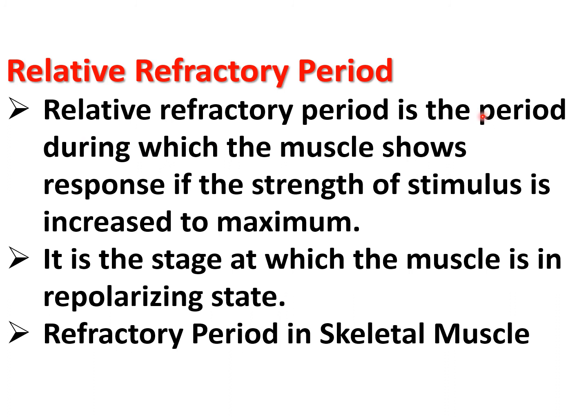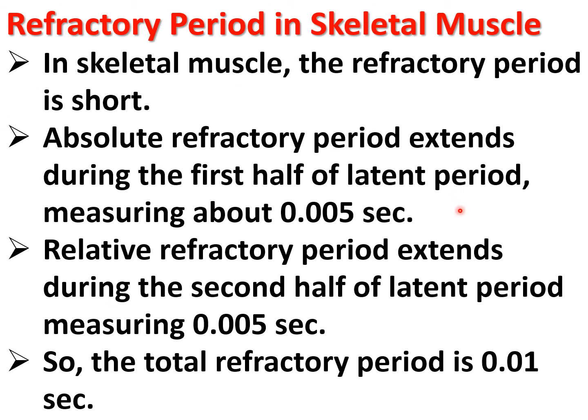Then relative refractory period is the period during which the muscle shows the response if the strength of the stimulus is increased to maximum. It is the stage at which the muscle is in a repolarizing state. Now the refractory period in the skeletal muscle is very short. An absolute refractory period extends during the first half of the latent period, measuring about 0.005 seconds. And relative refractory period extends during the second half of the latent period, that measures about 0.005 seconds. So total refractory period is about 0.01 second.